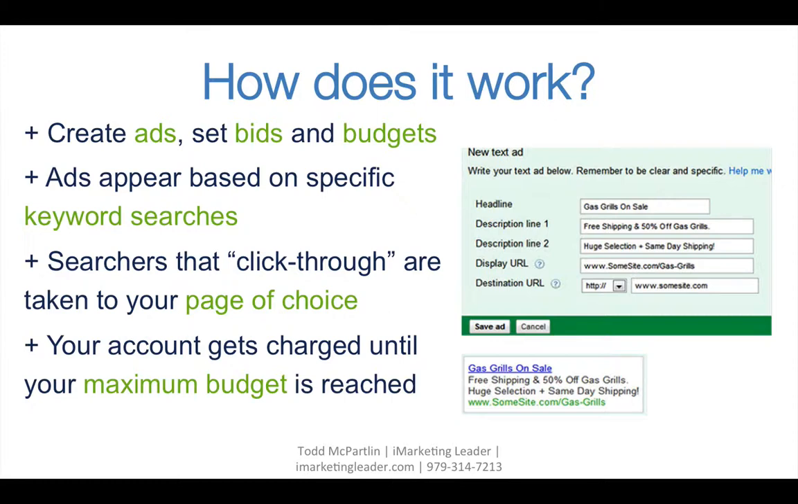So ads appear based on specific keyword searches. You're actually going to tell, let's use Google for most of our examples here, you're going to tell the AdWords that you want to, for example, on the one that's on the screen here, gas grills, right? So this advertiser, this company, wants to show up for gas grills. So they might say, anytime someone types in gas grills, Google, I want to pay up to $1.50 per click, and that's up to that amount.